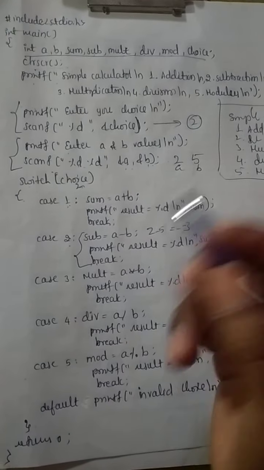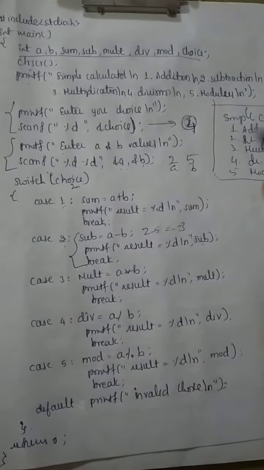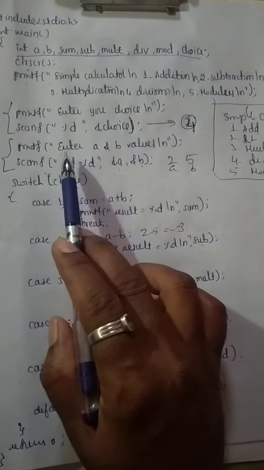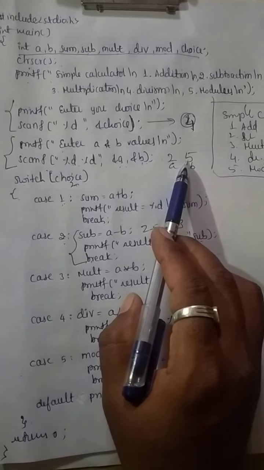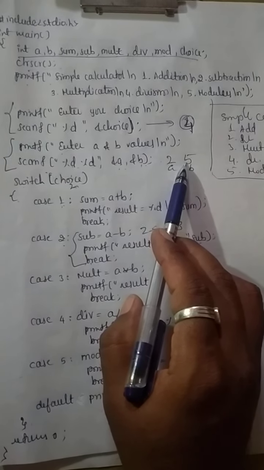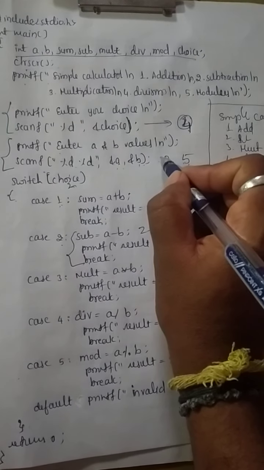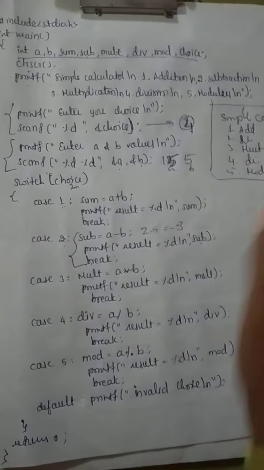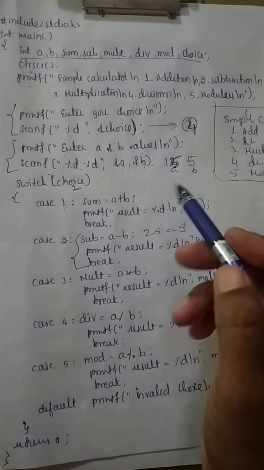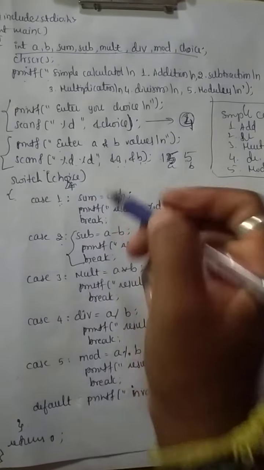Suppose you run the same program a second time and your choice is 4, then what happens? You can read the a, b values. If you want the same values, you can give them, otherwise you can give different values. So here I am going to take a value 15 and b value 5. Now compare here. What is the choice? 4. Substitute here. Choice is now 4.